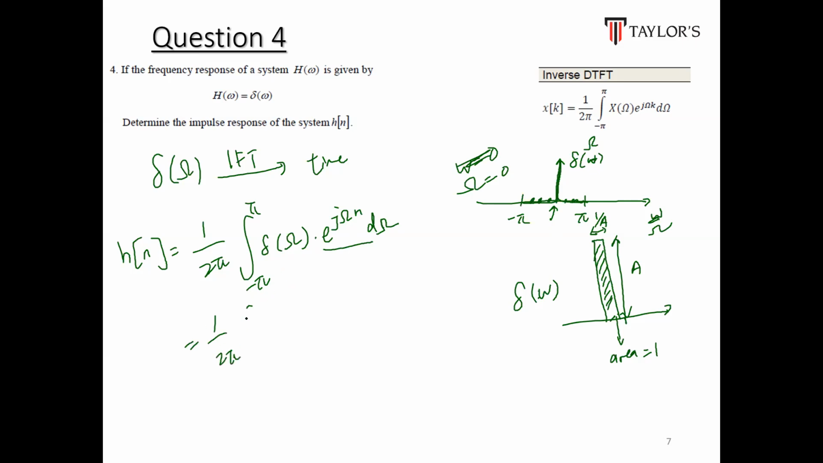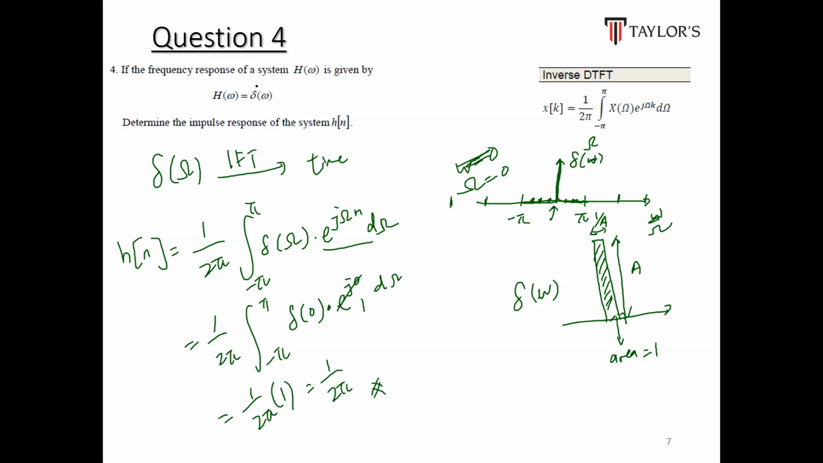1 over 2π, integration of delta 0, multiplied by e^(j0), which is just 1, okay? And dω. Integration of delta, just like I told you already, is just 1. So 1 over 2π, it doesn't matter the limit. Even if your limit is here, you still get 1. If your limit is negative infinity to positive infinity, you still get 1. So it's just 1. So this is 1 over 2π. This is the final answer.